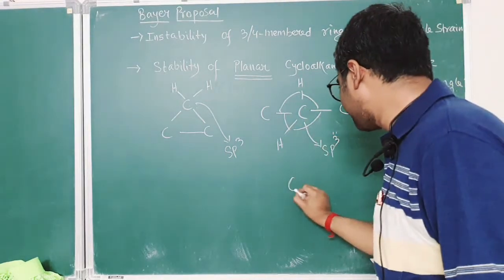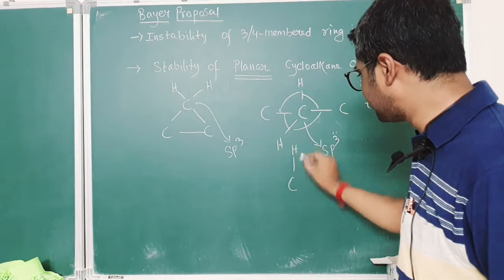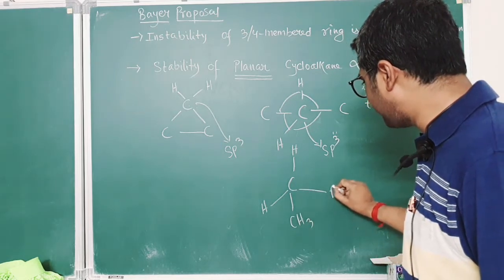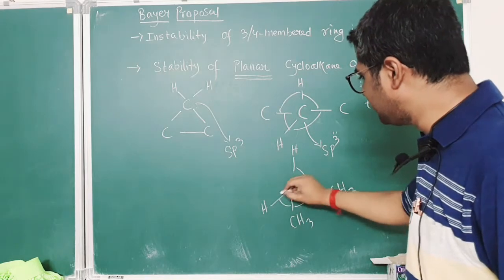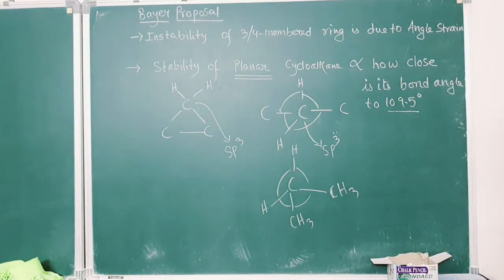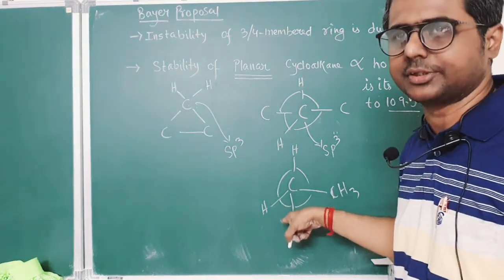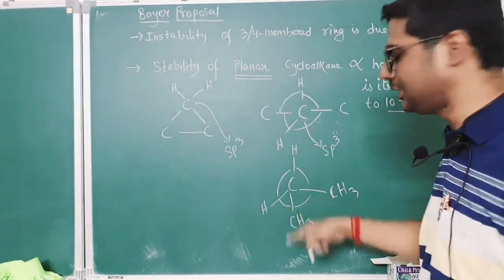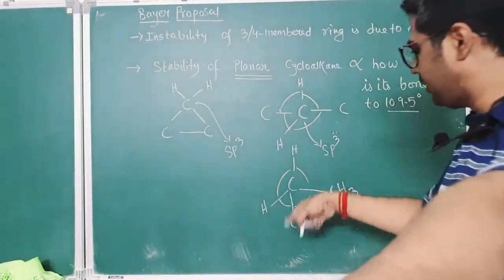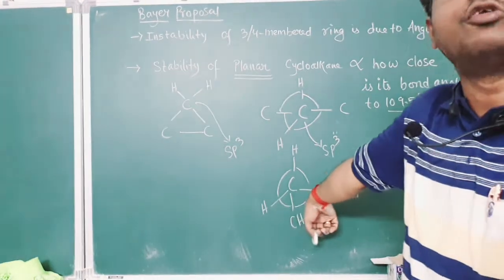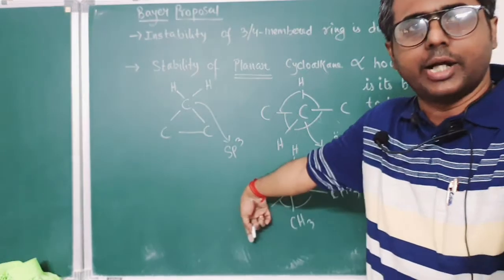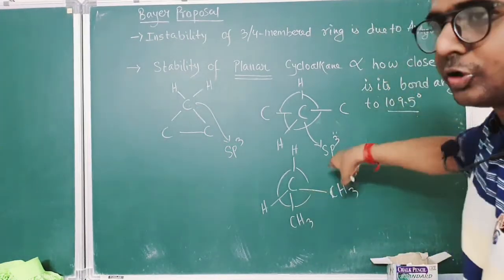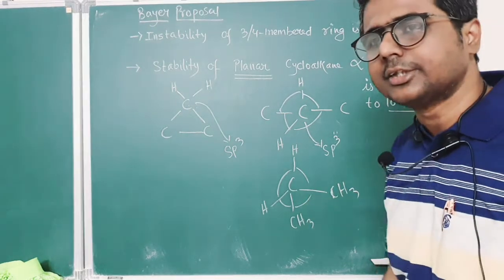So suppose I take this carbon. In propane, a hydrogen will be on this side, another hydrogen on this side, one CH3 on this side, another CH3 on this side. So they will have 109.5 degree with each other. These are in different planes, not in the same plane. So if you take this as the same plane, it may not look like 109.5 degree. But if this CH3 is protruded outside and this CH3 is protruded inside, the actual angle between these 2 CH3 is 109.5 degree.